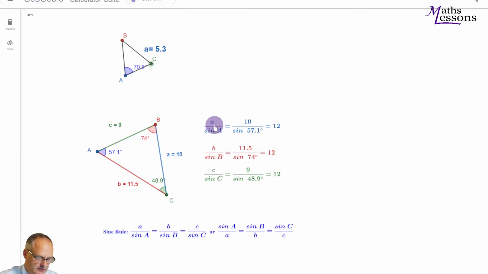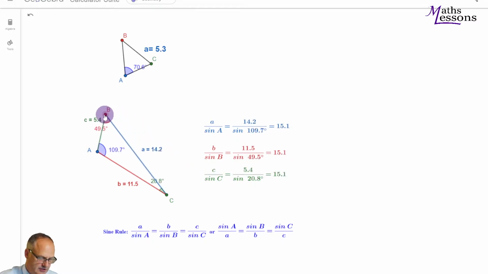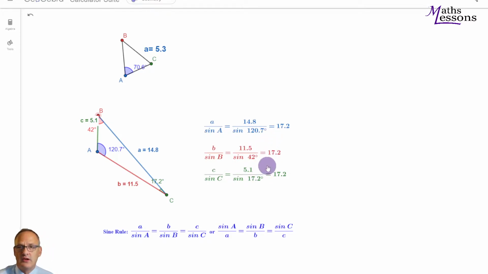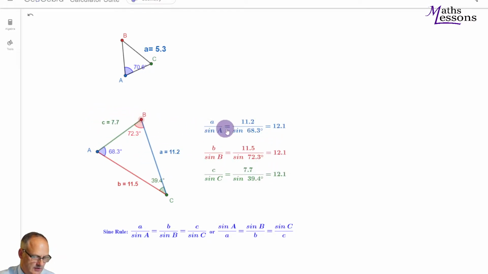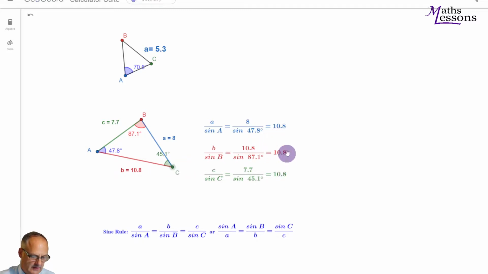And then if we work out these ratios, a over sine A, we can see that 10 over sine 57 is 12. And if we do B here, 11.5 over sine of 74, we see that's 12, and similarly for C. And if we move them round, we can see the computer recalculating the values of the ratios. And what you notice is it doesn't matter what size of angles and what length of sides I have in this triangle, the ratio of a divided by sine A is always the same for all three. Okay, it's always the same.